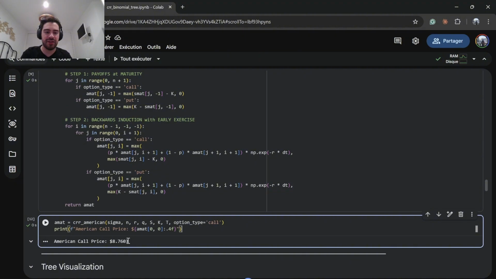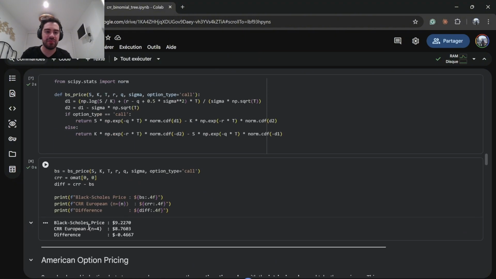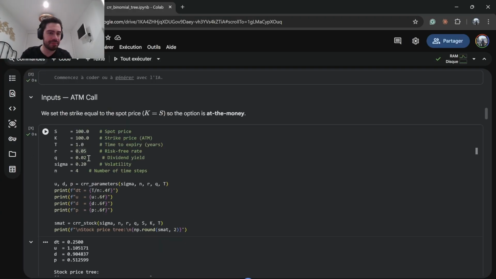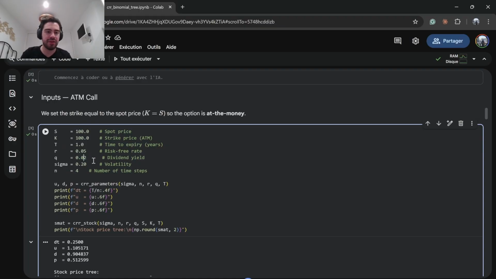And as you can see, the value is the same in this case, 8.76, the same as the European option. Why? Because the dividend yield is lower than the risk-free rate. And for call options, the dividend yield should be higher than the risk-free rate to have a difference between the two.